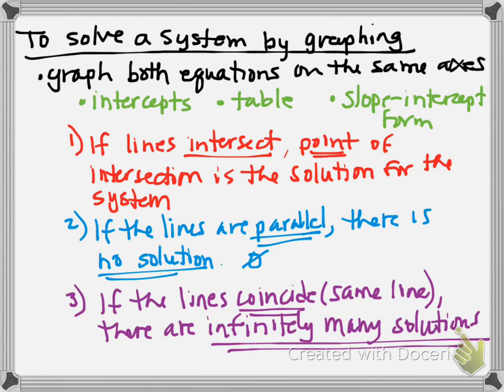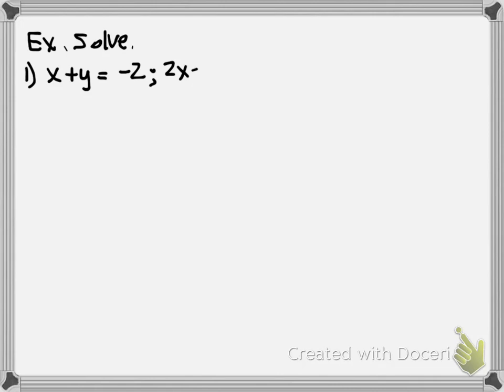So let's graph. The directions are going to tell us to solve, and by that they mean find the solution to this system. So first one, we're going to get two equations, and they're both going to be written in standard form. If I'm given equations in standard form, I tend to go ahead and do intercepts, and the reason why is it requires the least amount of work. The whole point behind knowing three different strategies is you have to know what is the best one to use in the situation that you're given.